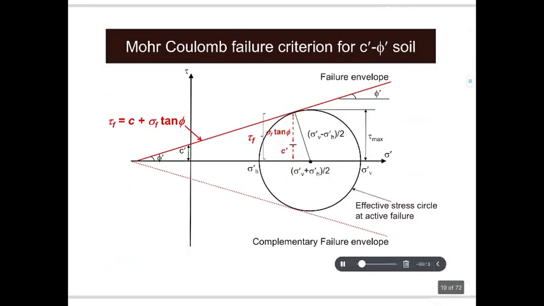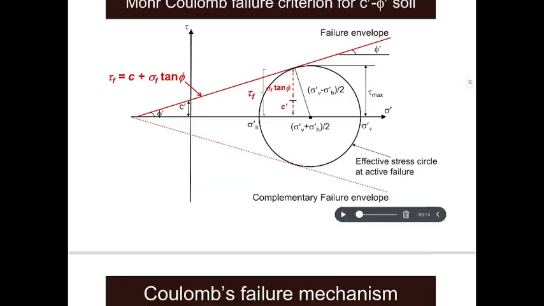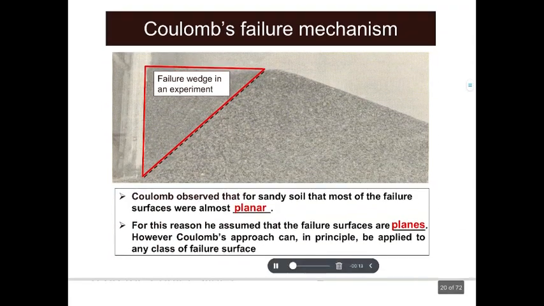The failure of the planar surface can be described using the Mohr-Coulomb failure criterion, where the failure envelope is expressed as tau f equals c plus sigma f times tan phi. With the known failure mechanism, which is a failure wedge that he observed in his lab, and also the failure criterion, Coulomb can now develop his earth pressure theory.